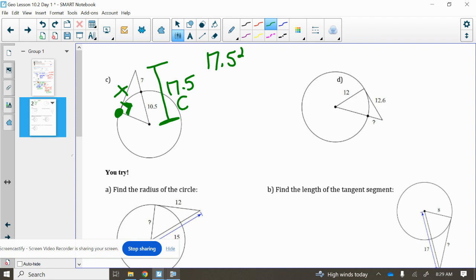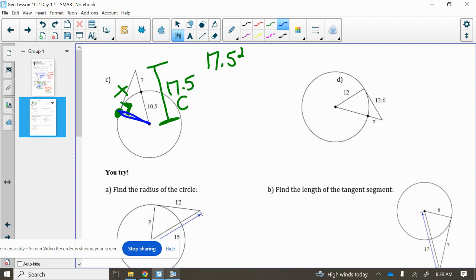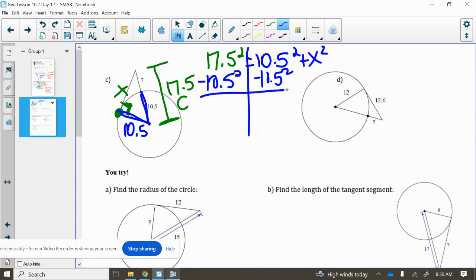Now, again, they didn't label this other missing side either, but we know that this side is going to be the same as our radius here, because all the radii are equal. So we know that's going to be 10.5, and then we're looking for that last side of our right triangle. So subtract over the 10.5 squared from both sides. 17.5 squared minus 10.5 squared is 196. And then when we square root the 196, x ends up equaling 14 this time.